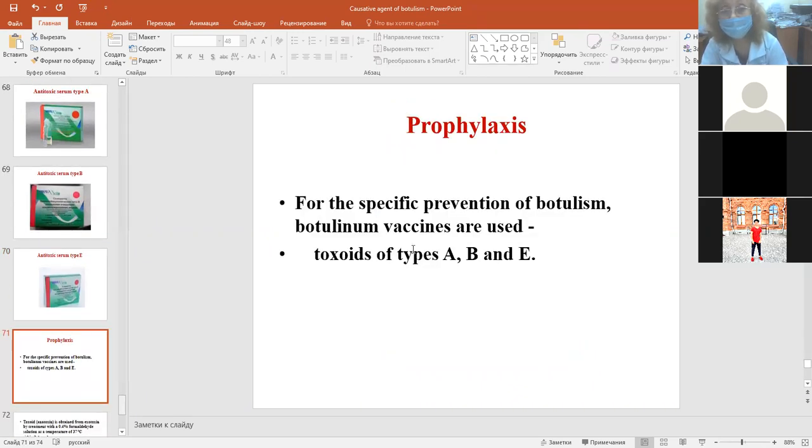Prophylaxis. For the specific prevention of botulism, botulinum vaccines are used, and exactly they are toxoids. Toxoids of types A, B, and E, they are produced in Russia. Toxoids, I'm going to remind you.